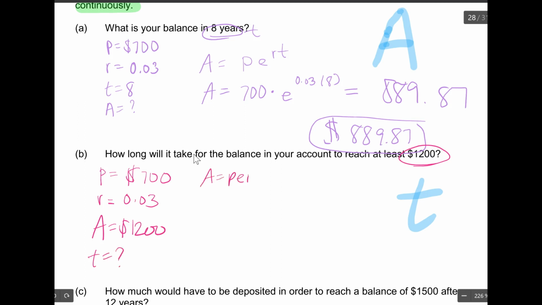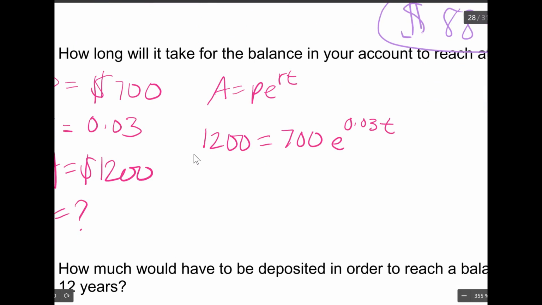I use PERT. So I have 1,200 equals 700 times e to the 0.03t. Okay, first step. How do I get this by itself, Sophie? You would divide by 700. I have 12 over 7 equals e to the 0.03t.